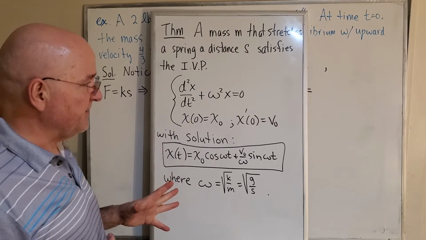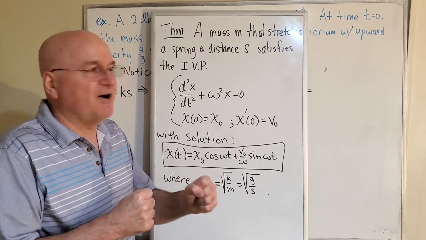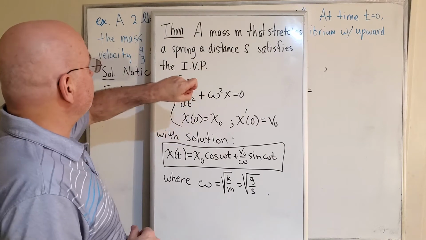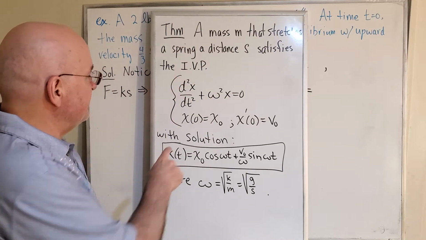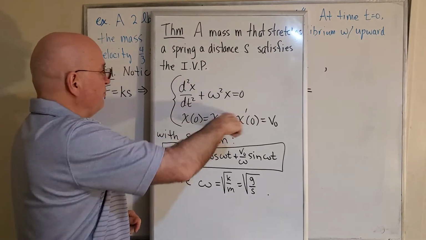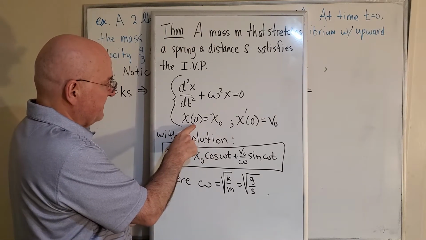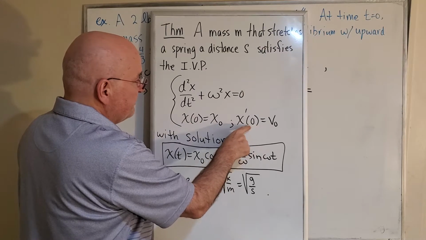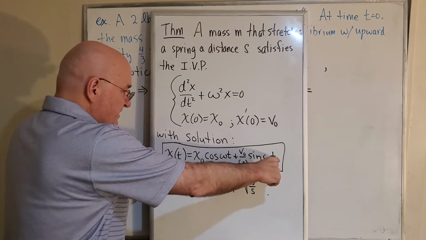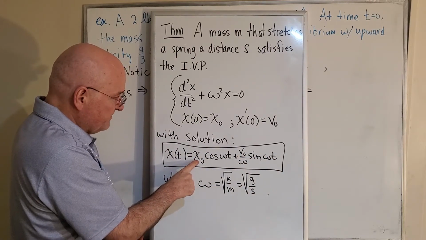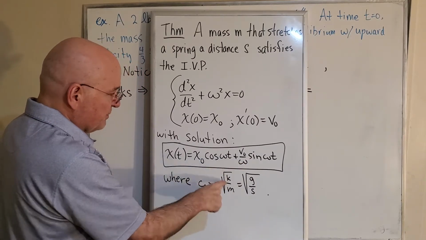Here's a theorem. It's pretty good. It basically tells you what your C1 and C2 parameters are. A mass m that stretches a spring a distance s, like we always define it, satisfies this initial value problem, which is exactly what we've been solving. X naught is the initial x position. X prime of 0 is v0, the initial velocity. Here's the solution. That's your C1 and that's your C2. And then omega, of course, is used in this equation, so we're just redefining it.